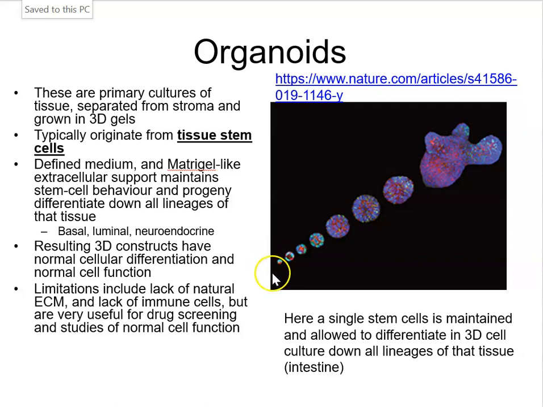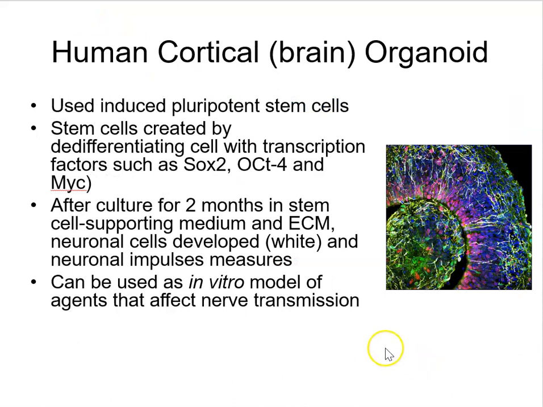And we call those organoids. They're called organoids because they're organ-like. You can take a single stem cell and differentiate it down multiple different lineages to create something that resembles the normal tissue from which that stem cell came. And this is an organoid of human cortical brain. And in this situation, they've used induced pluripotent stem cells.